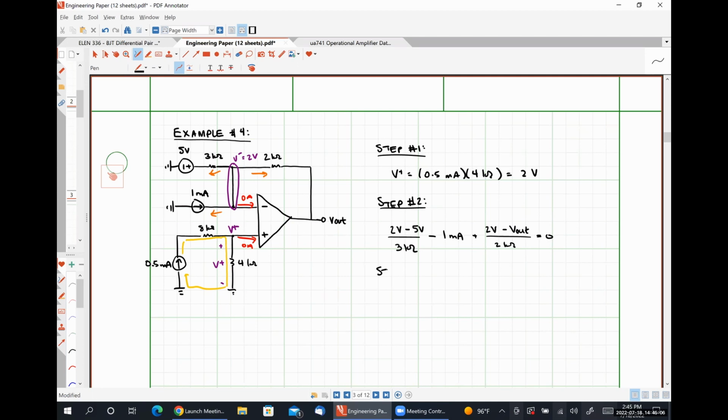And now for step number 3, we simply solve that equation, right? So V out is going to equal 2 kilo ohms times, let's see, 2 volts minus 5 volts looks like negative 3 volts over 3 kilo ohms, minus 1 milliamp, plus 2 volts over 2 kilo ohms.